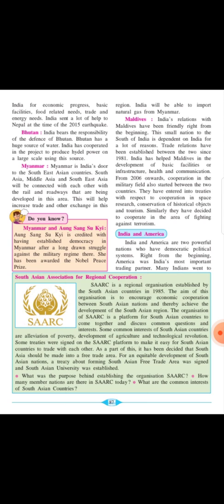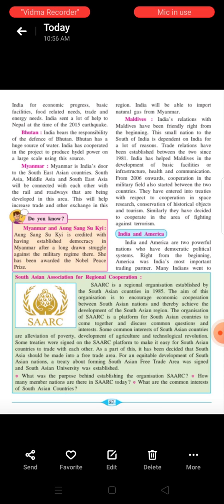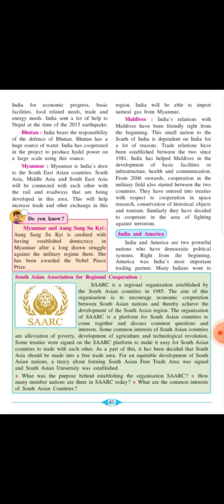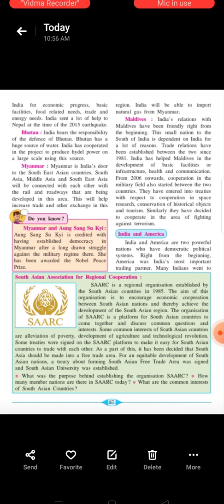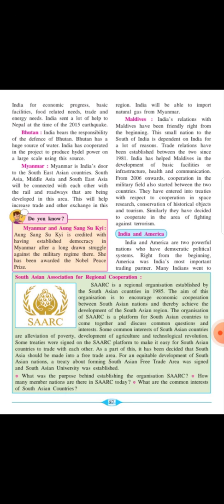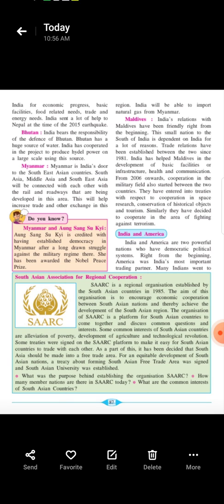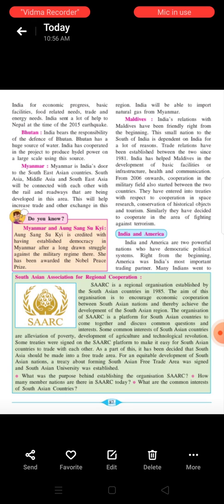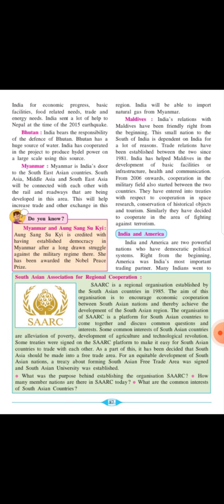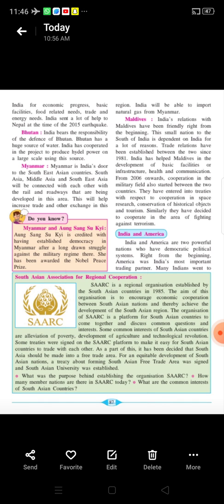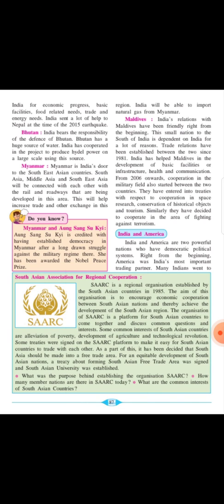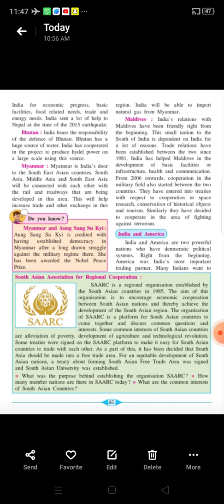Okay, now the next one is what? Maldives. India's relations with the Maldives have been friendly right from the beginning. This small nation to the south of India is dependent on India for a lot of reasons. Trade relations have been established between the two since 1981. India has helped the Maldives in the development of basic facilities of infrastructure, health and communication from 2006. From 2006 onwards, cooperation in the military field also started between the two countries. They have entered into treaties with respect to cooperation in space research, conservation of historical objects and tourism. Similarly, they have decided to cooperate in the areas of fighting against terrorism.